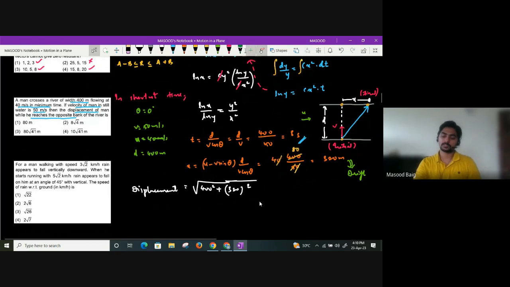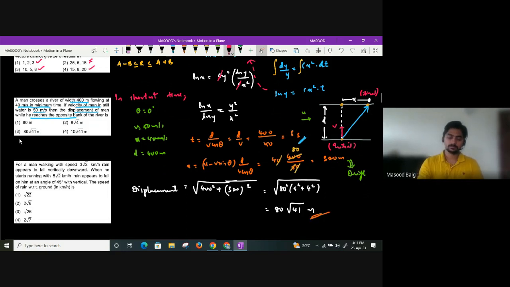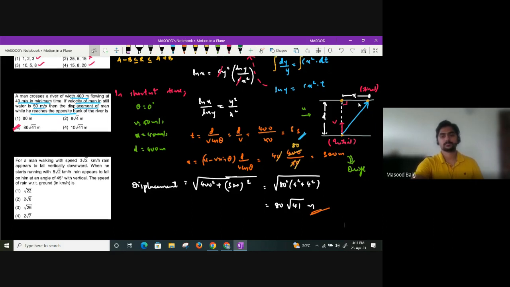What are we going to get? 80 you can take common, guys. Take 80 common. 80 square you can take common. I will be left with 5 square plus 4 square. Yes or no? So you'll get it as 80 into root 41. Understood, everyone? They've asked us to find displacement. What will be the displacement? From initial towards final. It will be under root of d square plus x square. Clear? Yes or no? Yes, clear, sir. All of you? Right.